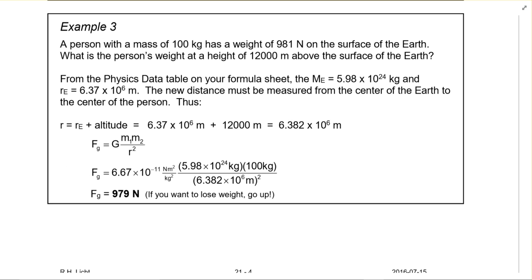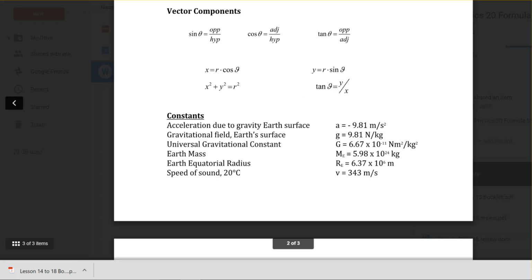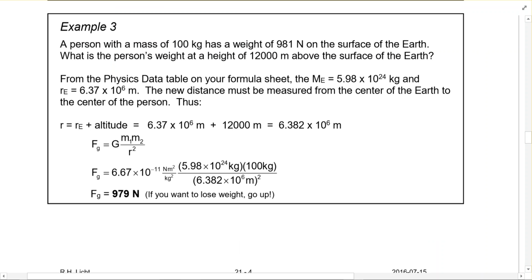So let's look at example number 3, though. It says a person with a mass of 100 kilograms has a weight of 981 newtons on the surface of the planet. What is the person's weight at a height of 12,000 meters above the surface of the Earth? So from the physics data table on your formula sheet, it's going to be 5.98 times 10 to the 24 kilograms. So that's right here, right? Mass of the Earth. And R is going to be 6.37 times 10 to the 6 meters.